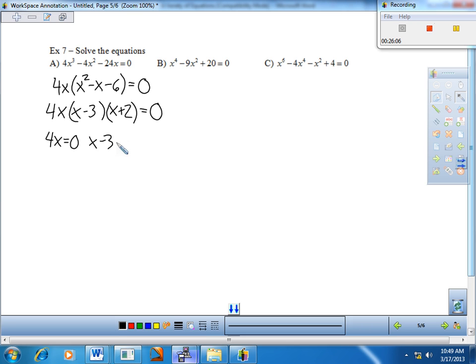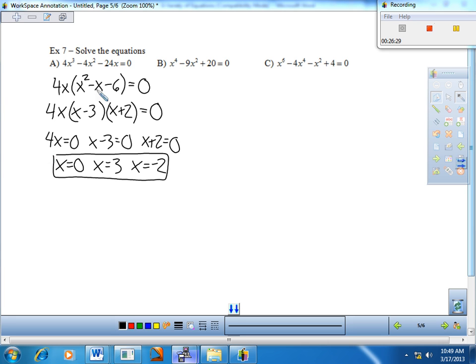But now I just take all those factors and I set them to 0. Divide by 4, get 0. Add the 3, get 3. Subtract the 2, get negative 2. And for that cubic, you see 3 nice real numbers there. Beautiful. So I pulled out the greatest common factor, saw a quadratic left over, broke it down, zero product property, no issues.